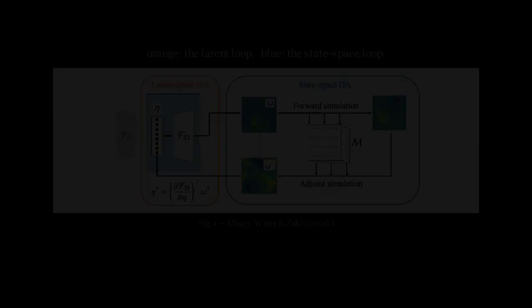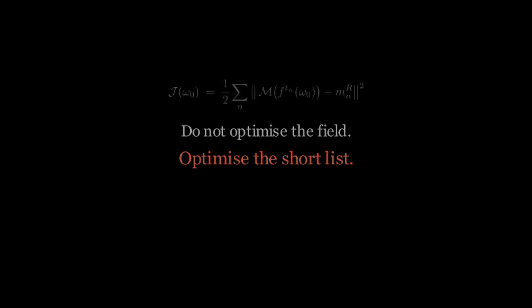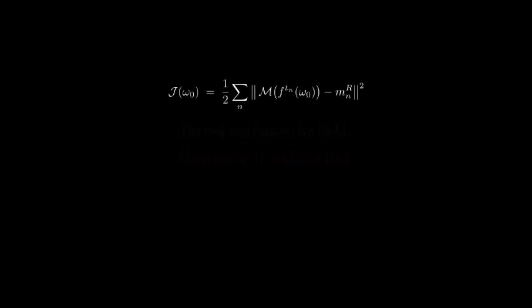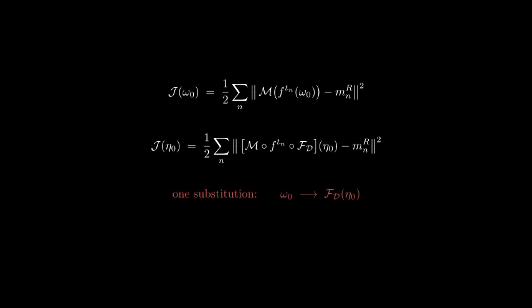And now, the one move of the entire paper. Do not optimize the field. Optimize the short list. Here is the cost function again, with the forward solve written out. And here it is in the new coordinates. The same expression, one substitution. Wherever the initial field used to be, decode the short list first.